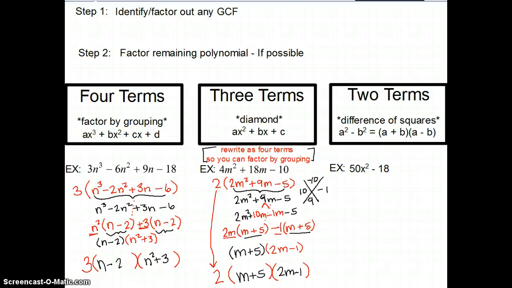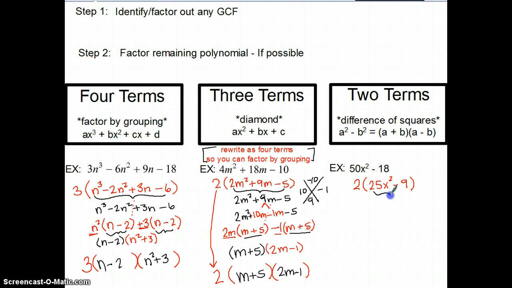Last, we're going to go into difference of squares. As in the last two examples, our first step is always to find a greatest common factor if there is one. Looking at 50x squared and negative 18, I see a common factor of positive 2. So I will factor out that positive 2, leaving me with 25x squared minus 9.